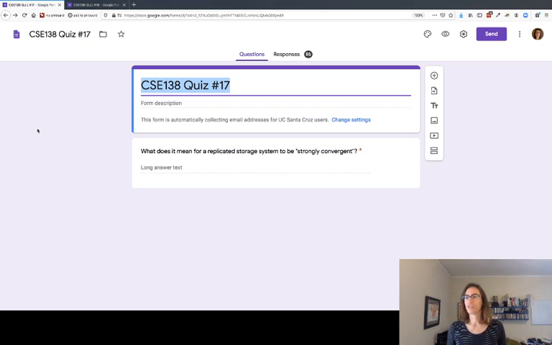Last time our question was, what does it mean for a replicated storage system to be strongly convergent? The definition of strong convergence is that replicas that have received the same set of updates have equivalent state, regardless of the order in which those updates were received. So it's a safety property. And here is today's quiz question.